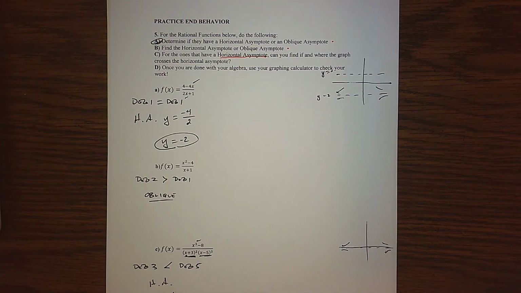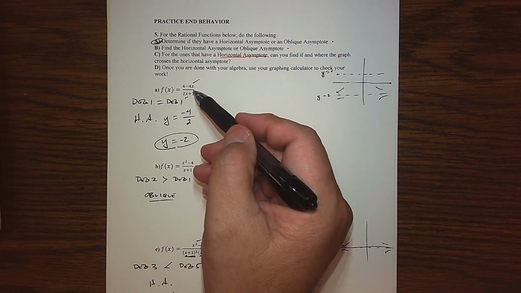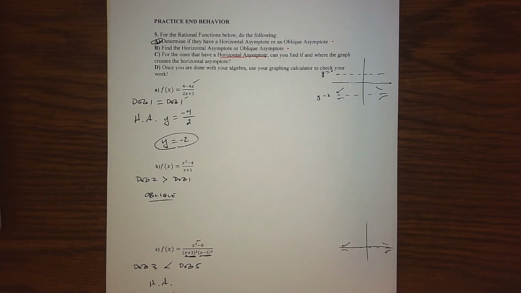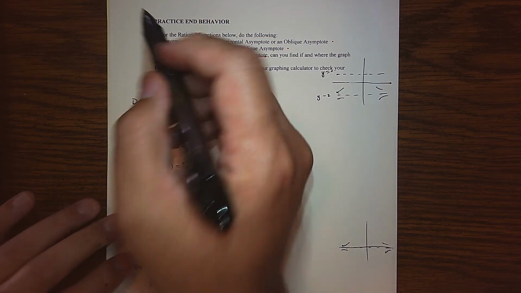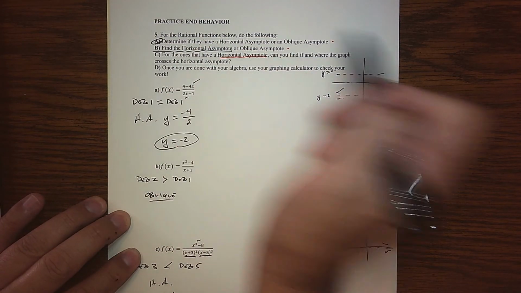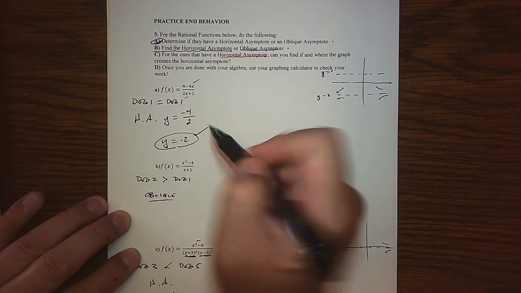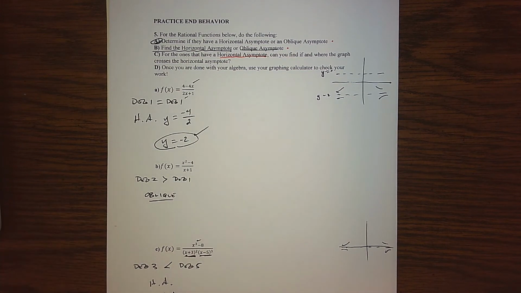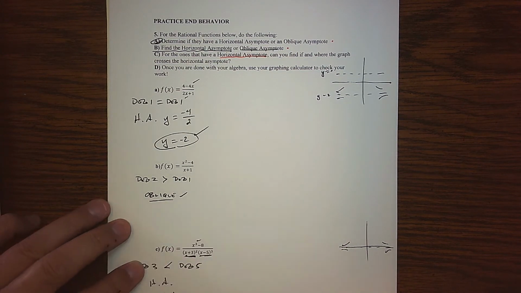So again, you can see how fast that is. In the time that it takes to take that function and enter it, we've basically evaluated 3 functions in terms of who's who in terms of horizontal and oblique. So what about part B? Find the horizontal asymptote or the oblique. Well, we've already done that. All right, so I did that for the horizontal. It's the oblique that's a little bit tougher.